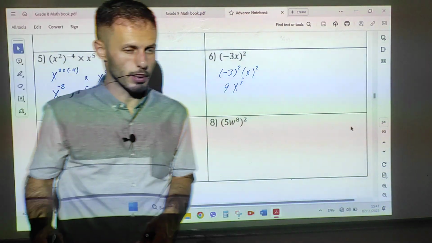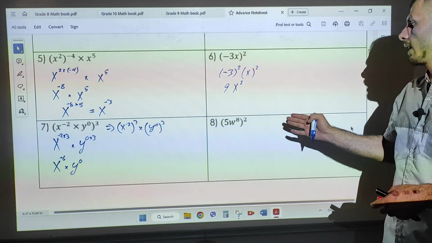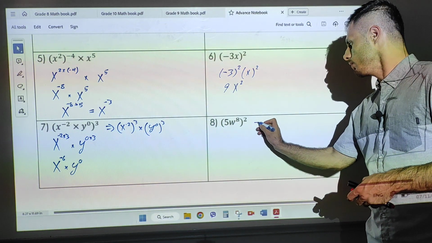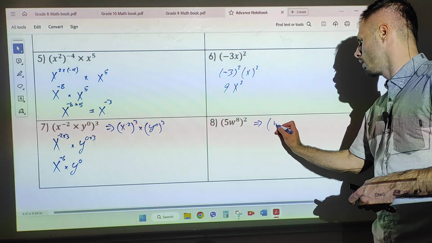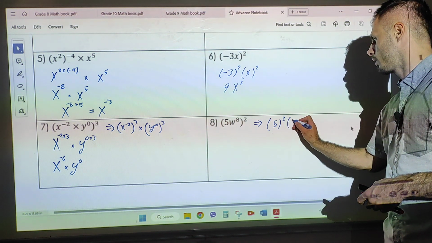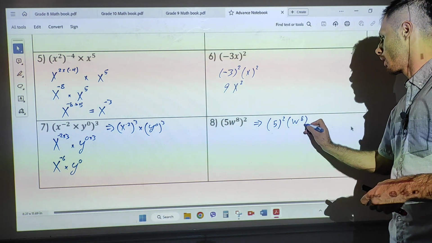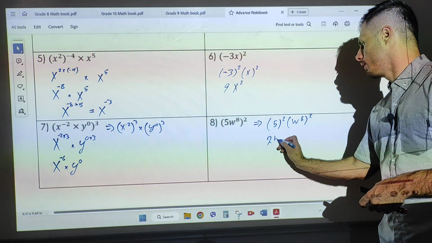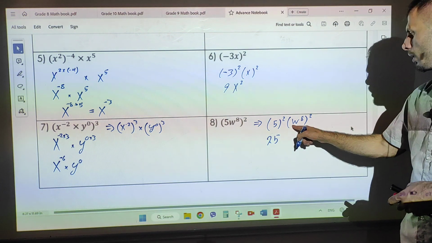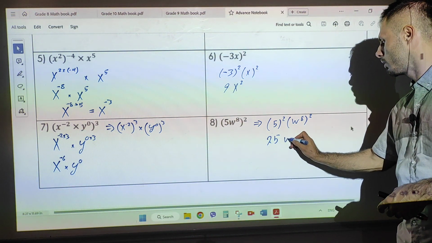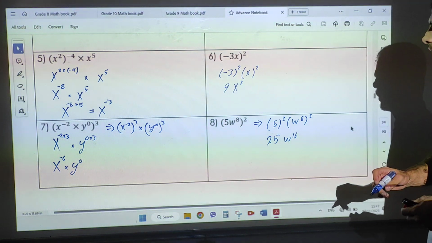For the next one, which is number 8, 5w power 8 all power 2, we give that power 2 to all of them, which will be 5 power 2 multiplied by w power 8 power 2. 5 power 2 is 25. W power 8 power 2 means 8 multiplied by 2, w power 16.